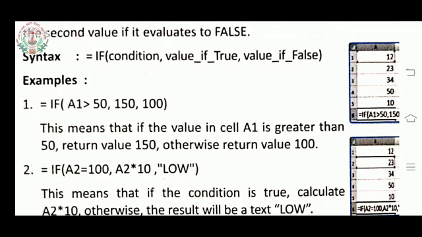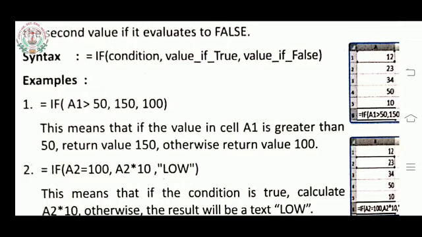Understood that? So it is written here also the same thing. This means that if the value in cell A1 is greater than 50, return value 150, otherwise return value 100. Means if this condition is true, it will print 150. If the condition is false, it will print 100.